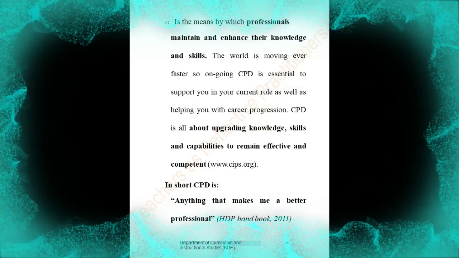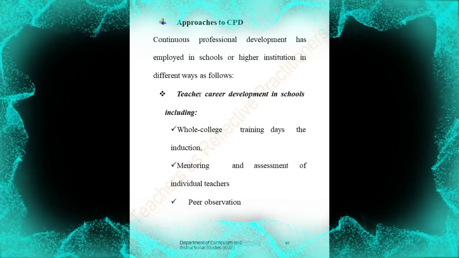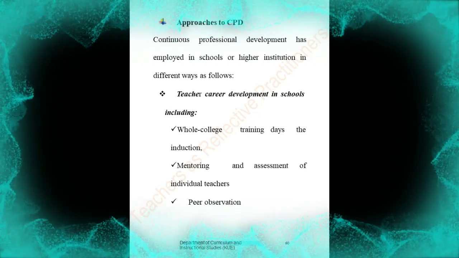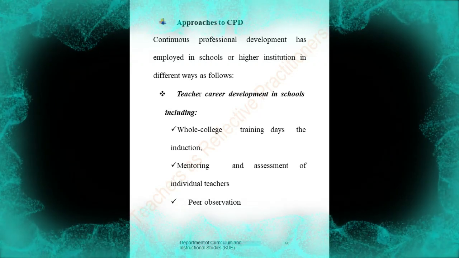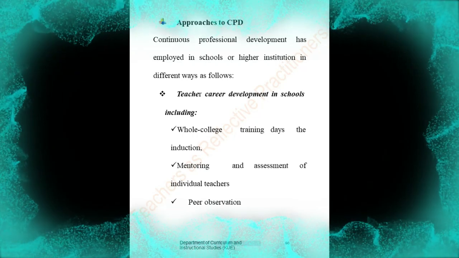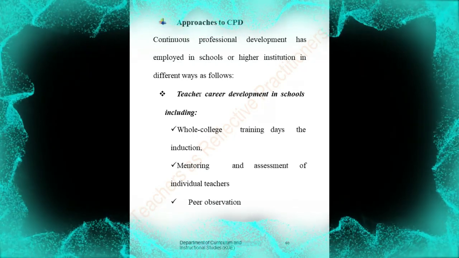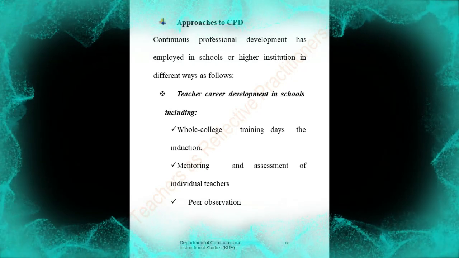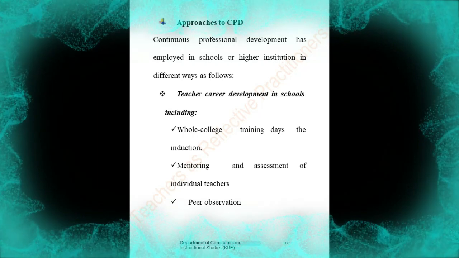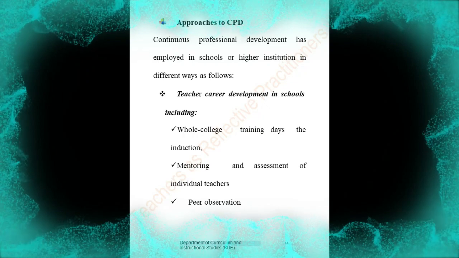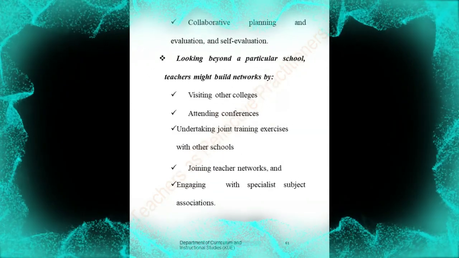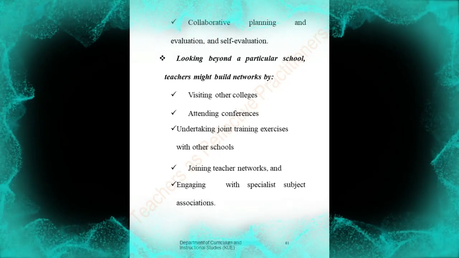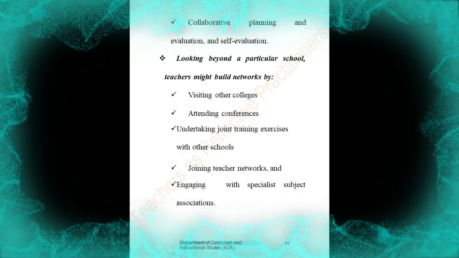Approaches to CPD (HDP Handbook, 2011). Continuous professional development is employed in schools or higher institutions in different ways as follows. Teacher career development in schools includes whole college training days, the induction, mentoring and assessment of individual teachers, peer observation, collaborative planning and evaluation, and self-evaluation. Looking beyond a particular school, teachers might build networks by visiting other colleges, attending conferences, undertaking joint training exercises with other schools, joining teacher networks, and engaging with specialist subject associations.